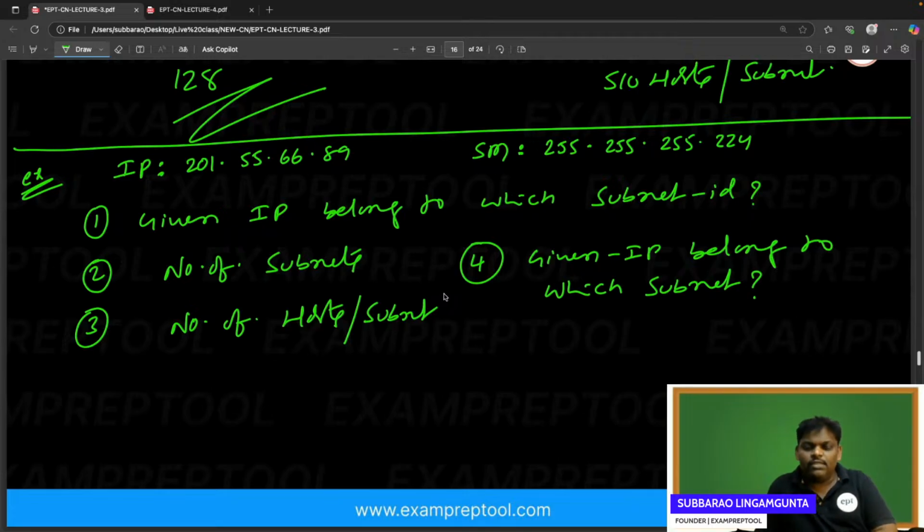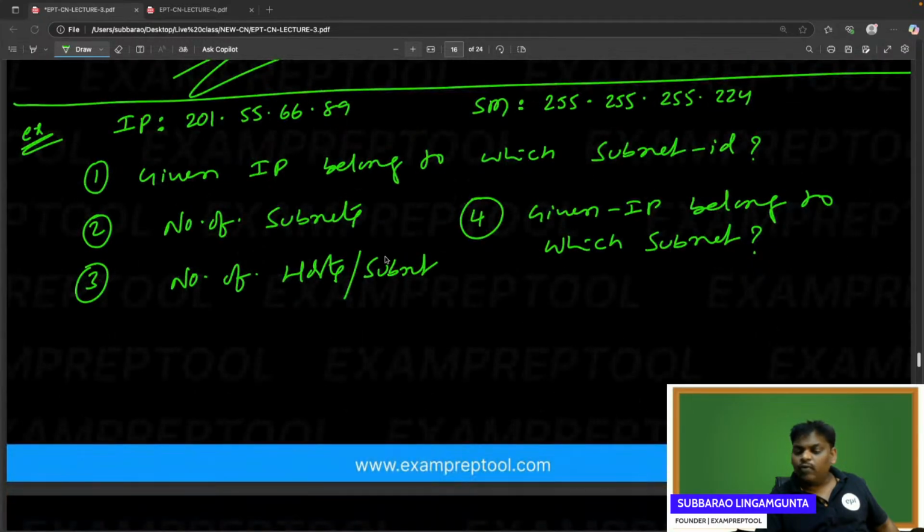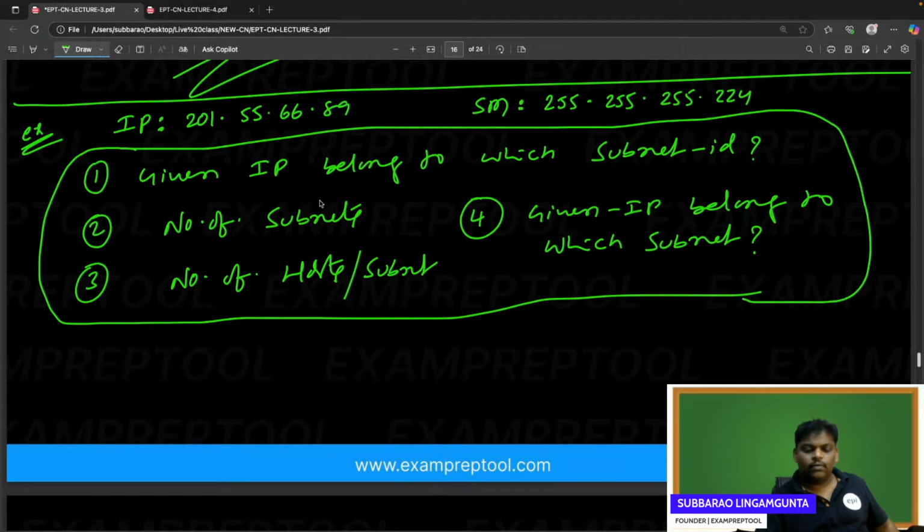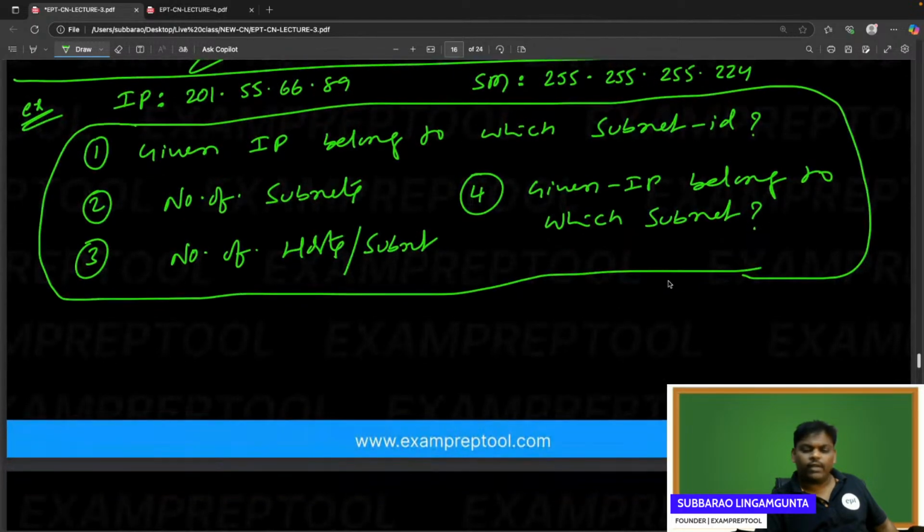We have to say. This is going to be a very interesting problem. Can everyone see this? One IP is given, one subnet mask also given, right? Now we have to find out the answers to these 4 questions. Given IP belongs to which subnet ID? Number of subnets how many? Number of hosts per subnet how many? Given IP belongs to which subnet? Right? Everything is fine. So we can start now.